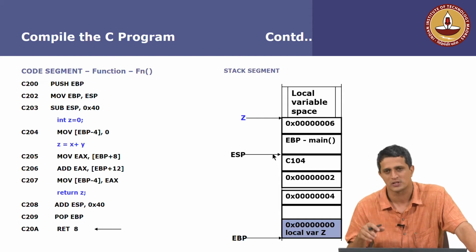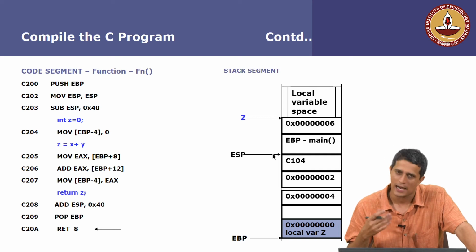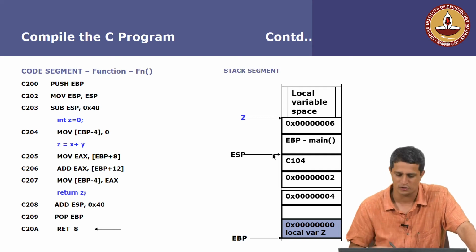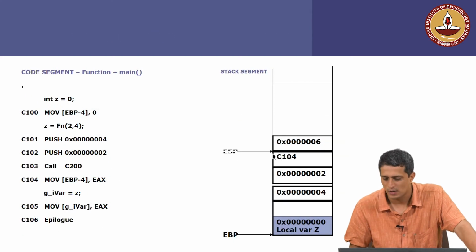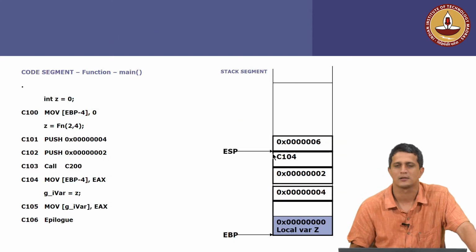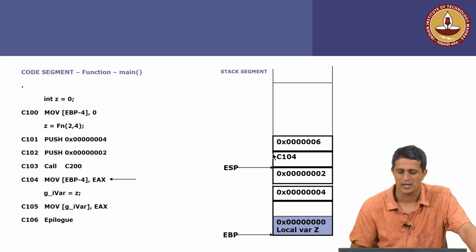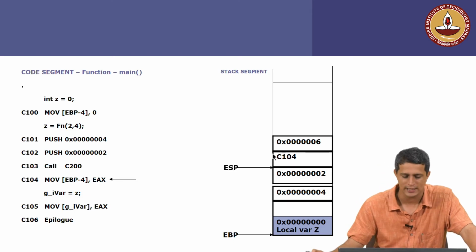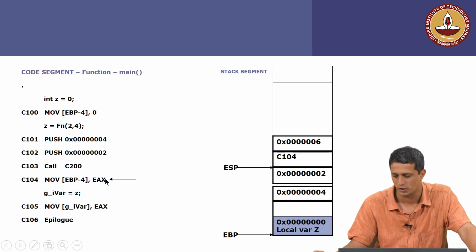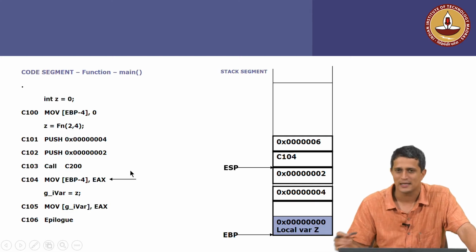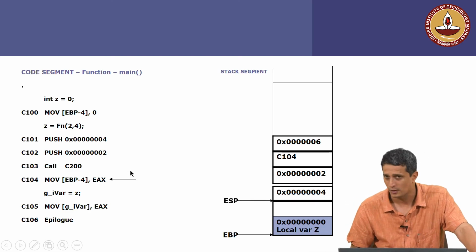We can also simply add something to the stack pointer ESP and undo this operation. So what you do is a ret 8, and what does ret 8 do? It does two things. One is it pops C104 and ensures that the instruction pointer has been loaded with the return address, which is C104, and in the same instruction also adds the value 8 to ESP.